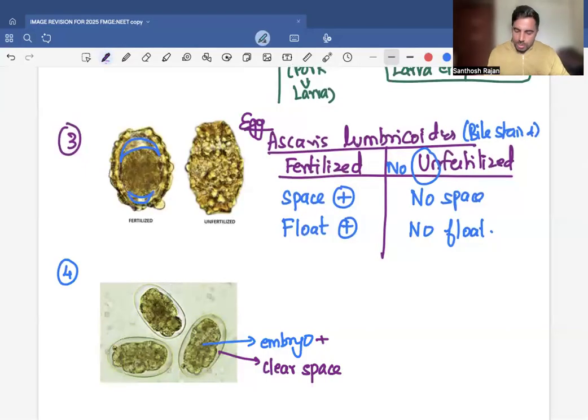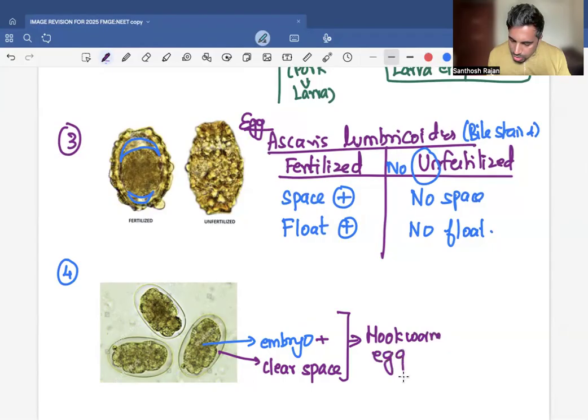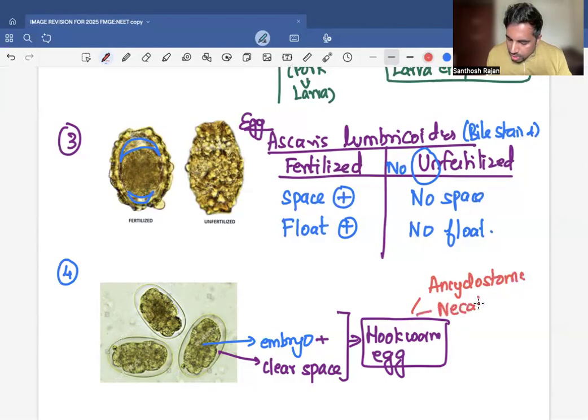When you see this clear space around the embryo, this is very characteristic for which one? I think you guys must already have guessed. It is your hookworm. Hookworm egg. And you should know what are the two hookworms. I'm going to write it here. Ancylostoma, and the other one is your Necator americanus.